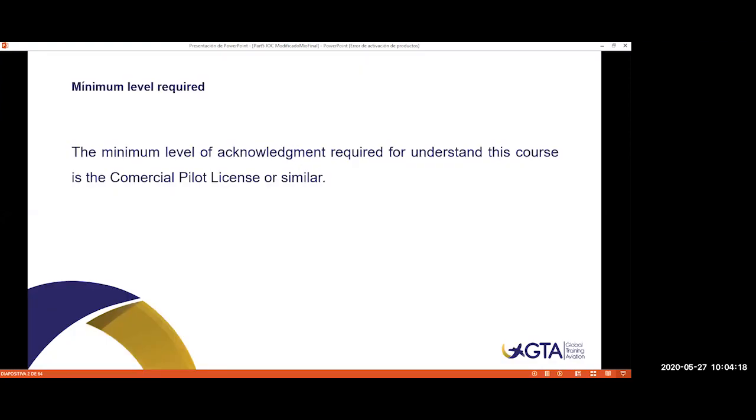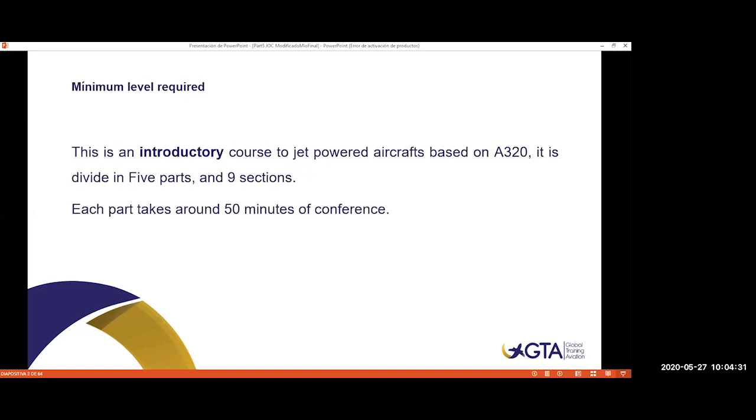Remember that the minimum level of knowledge required for this course is the commercial pilot, or something similar. Also, to emphasize, it is an introduction course on how to fly the step that is compulsory from one propeller aircraft into A320, because this jet orientation course is based on A320. As you can see, this is 5 parts with 9 sessions, and this one is the last one.